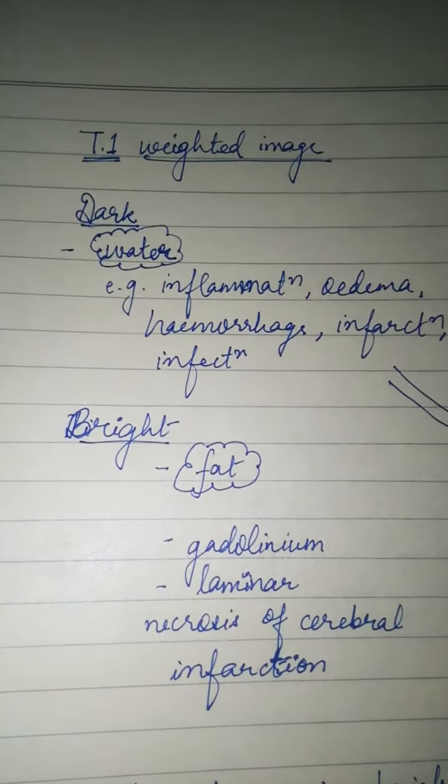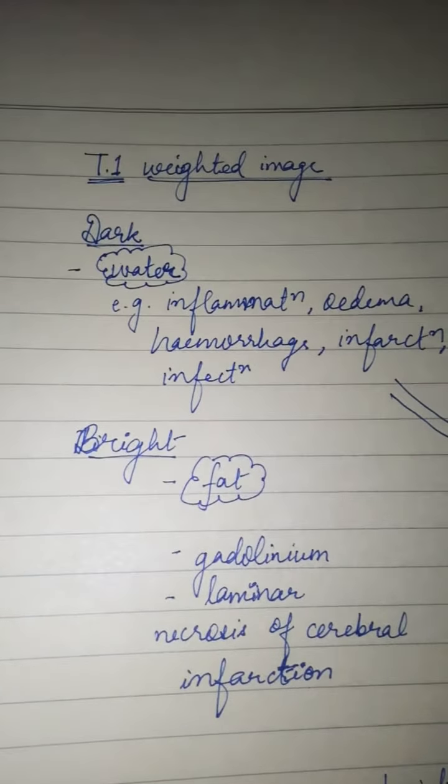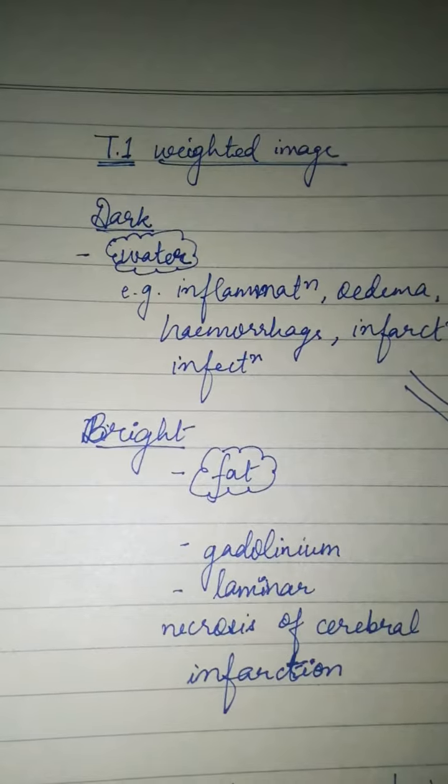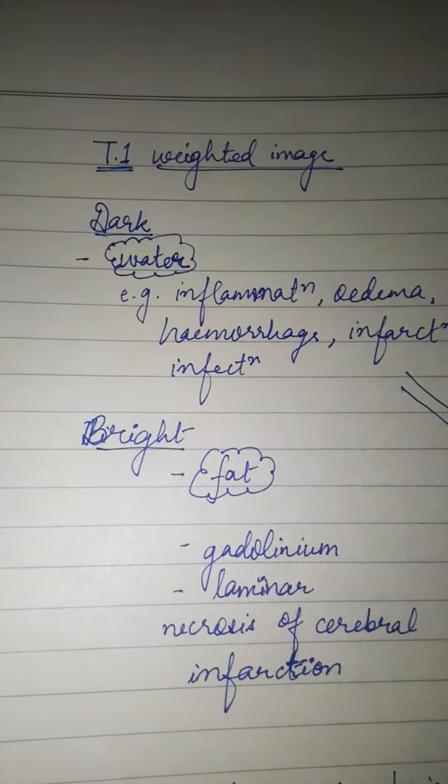Remember, pay attention here that we are discussing the T1 weighted image. Darker tissues will be the one with more water, brighter tissues will be the one with more fat.